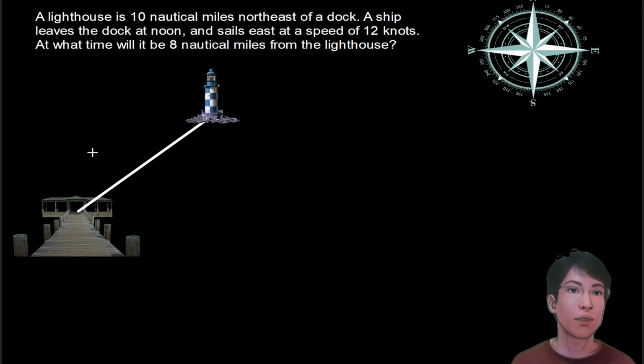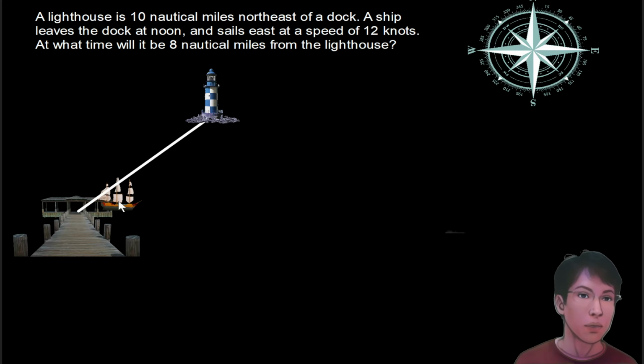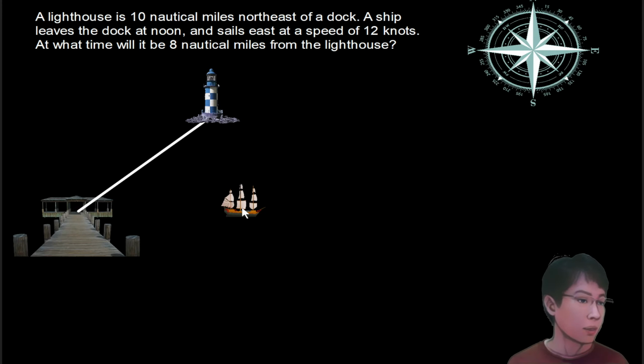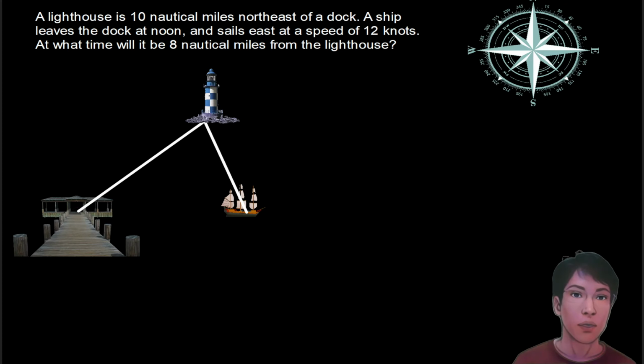Then we have a ship leaving the dock. So this is the ship. Then it sails east, over here, until the distance is 8 nautical miles from the lighthouse.